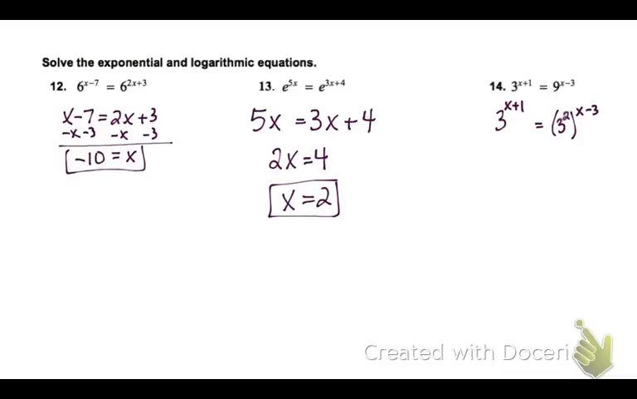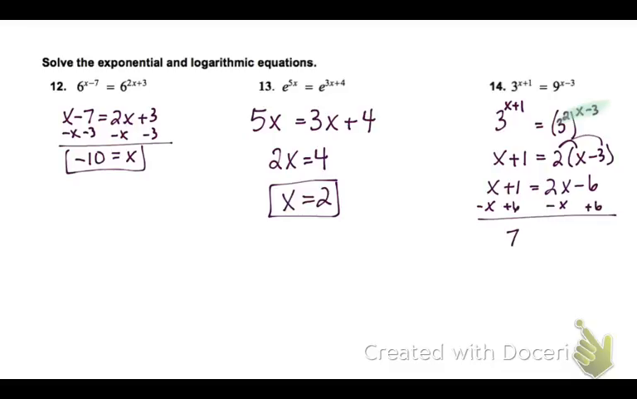Right here with my 2 and my x minus 3, I'm going to use multiplication. So setting equal my exponents, I have x plus 1 equals 2 times x minus 3. Make sure to distribute. Subtract over my x, add over my 6. I get x equals 7.